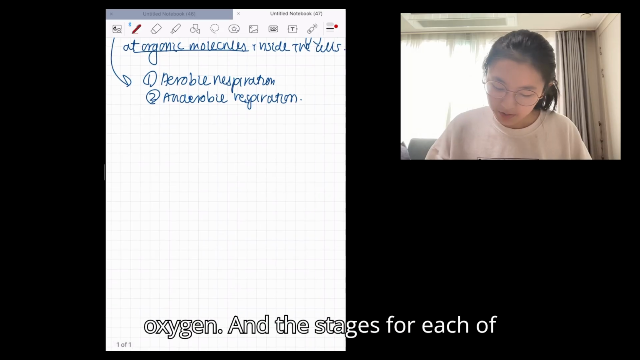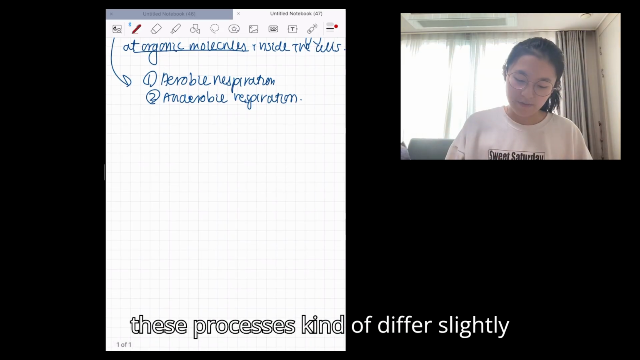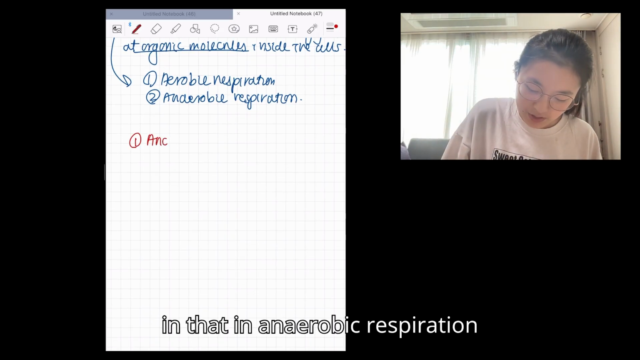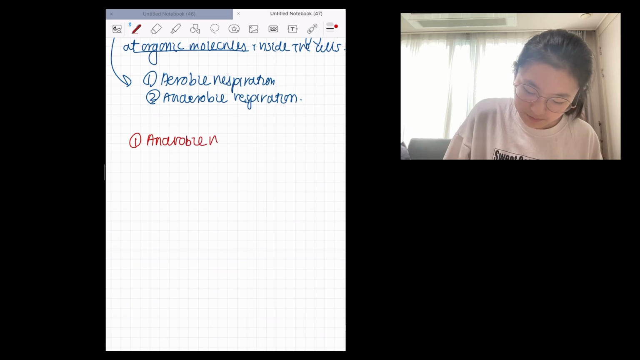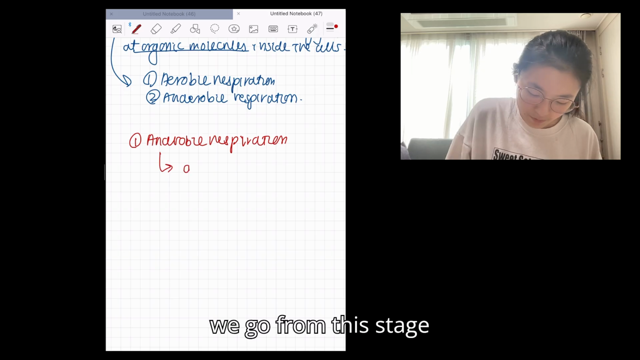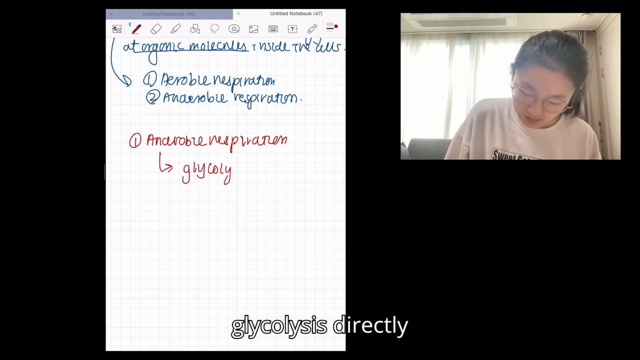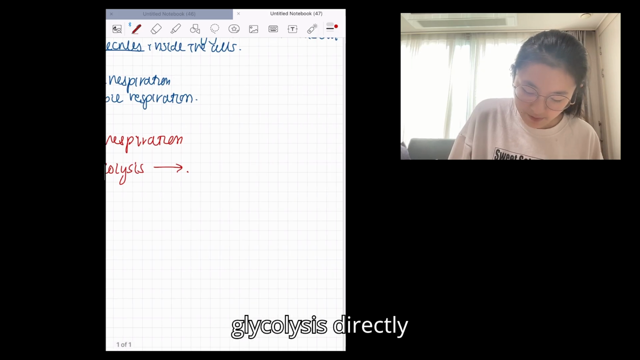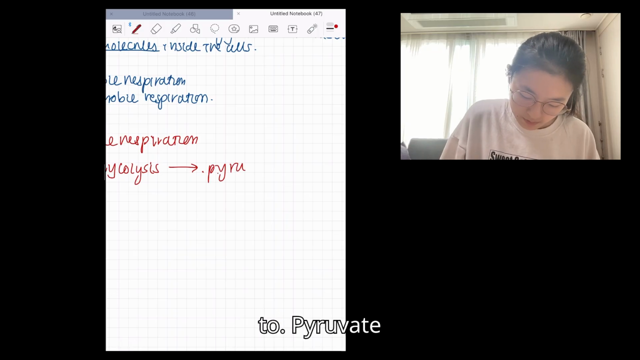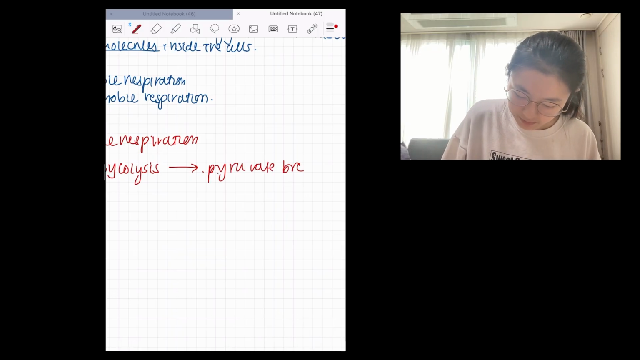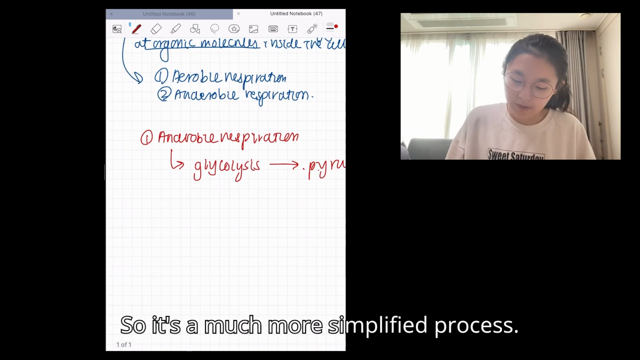And the stages for each of these processes differ slightly, in that in anaerobic respiration, we go from this stage, glycolysis, directly to pyruvate breakdown. So it's a much more simplified process.